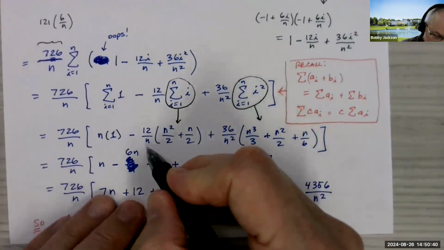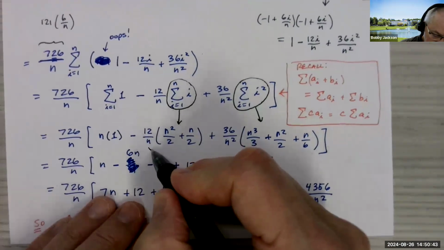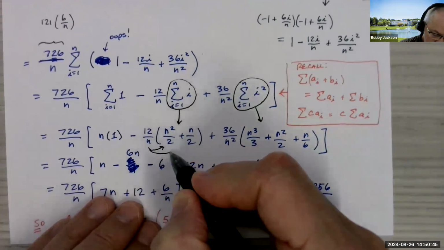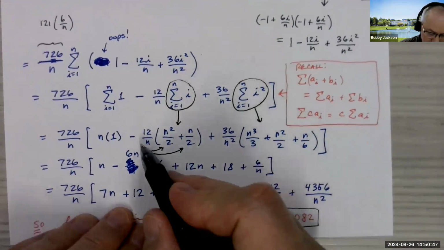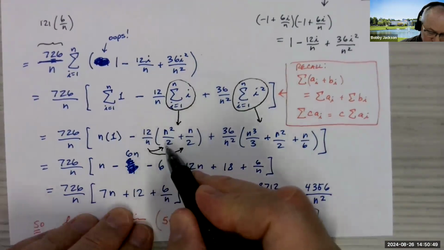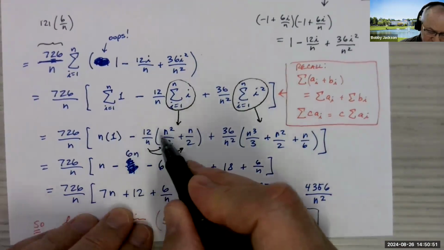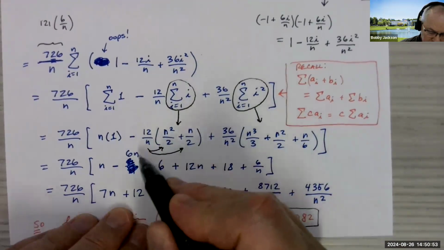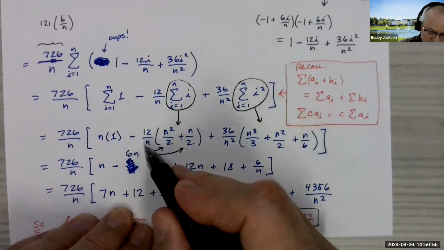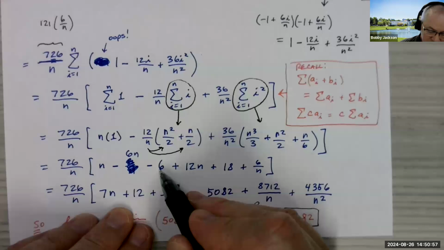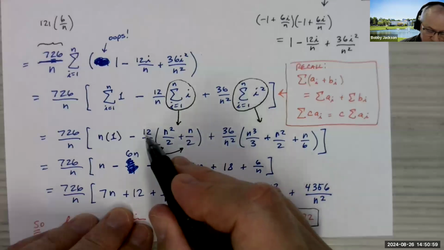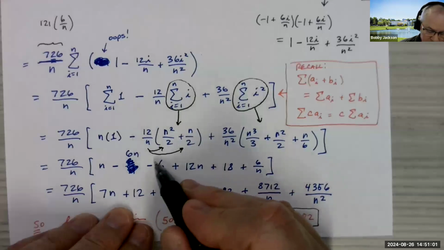Over here, I'm going to do some distributing, the negative 12 over n distributing over these two. When I multiply negative 12 over n times n squared over 2, I have negative 6n, right? I'm left with 1n on top, and 12 divided by 2 is 6. Negative 12 over n times n over 2 gives me just negative 6. The n's cancel, and negative 12 divided by 2 is negative 6.